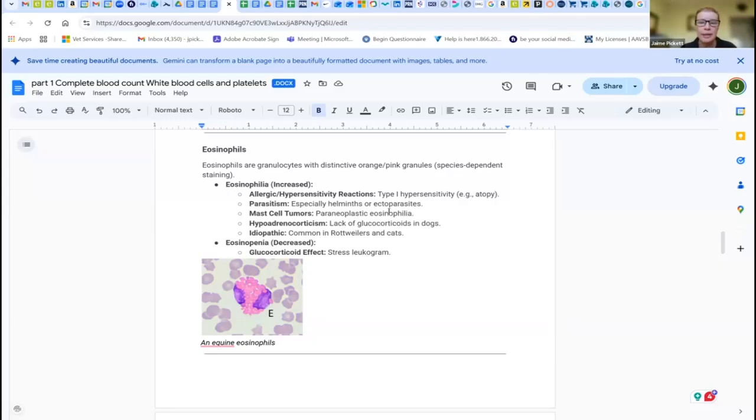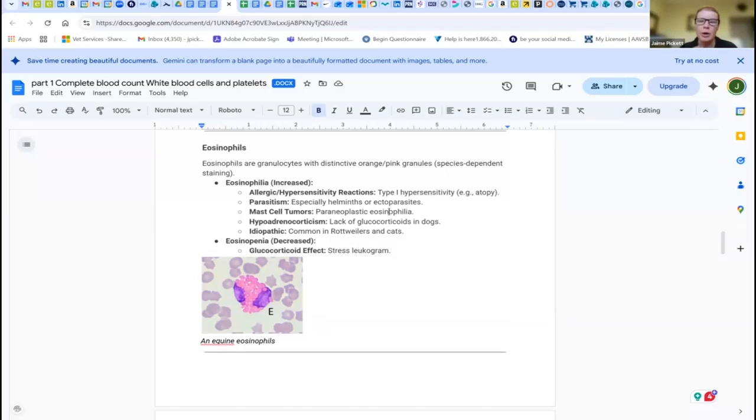On the flip side, eosinopenia, so not enough eosinophils, is more often associated with or just part of a stress response. Whenever cortisol levels rise, eosinophils tend to drop.